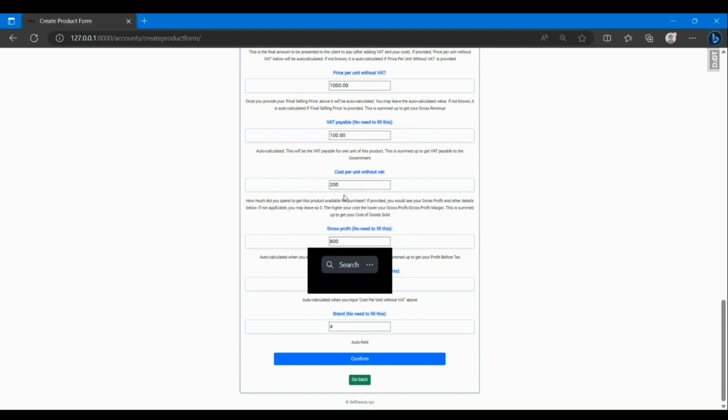If we changed your cost per unit without VAT to $800, we see that your gross profit of $200 has been automatically filled in and your gross profit margin of 20% has also been filled in. Great. So, that's it for our look at the Price Assistant.